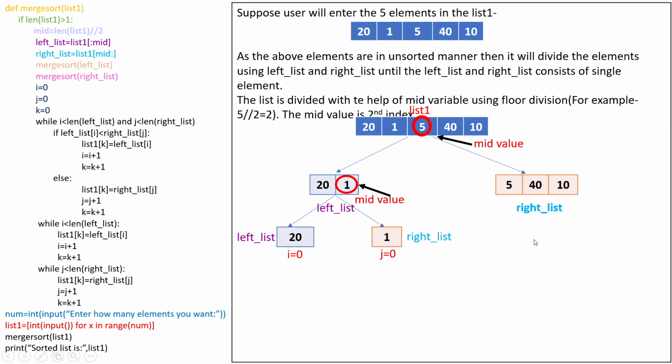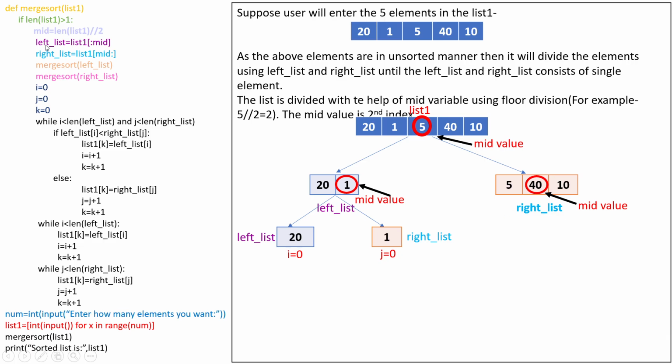3 mod 2, it becomes 1. So my mid value will be at the first position of this right list. Left list equal to... now how will it divide into two halves? This right list will get divided into two halves.